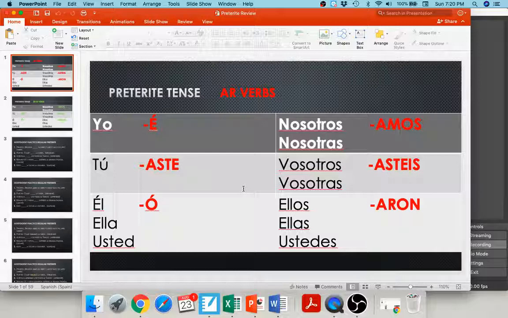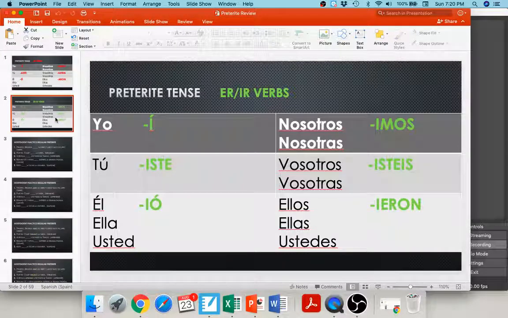So take a verb like hablar. You chop off your AR in hablar, you end up with hablé, hablaste, habló, hablamos, hablastes, and hablaron. For an ER or an IR verb, we chop off that ER or IR and we add back í, iste, ió, imos, istes, and ieron. So take a basic verb like comer that you're very familiar with, to eat. You remove that ER and you get comí, comiste, comió, comimos, comistes, and comieron.